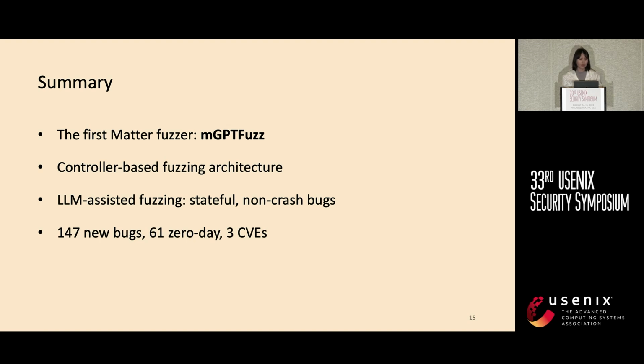In summary, our research introduced the first Matter fuzzer, MatterFuzz and mGPTFuzz. These two feature a controller-based fuzzing architecture, and we leveraged the large language model to assist us in the fuzzing process. We target stateful bugs and non-crash bugs. Our effort led to the discovery of over 100 new bugs, including 61 zero-day vulnerabilities and 3 CVEs.